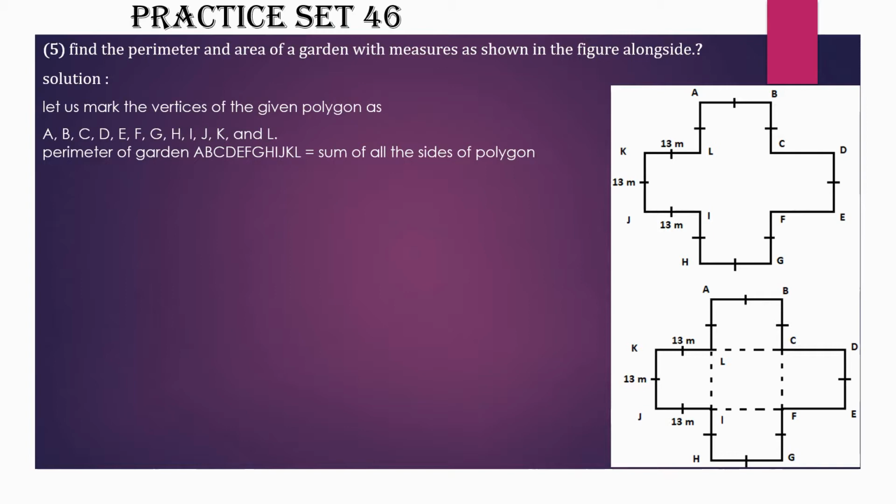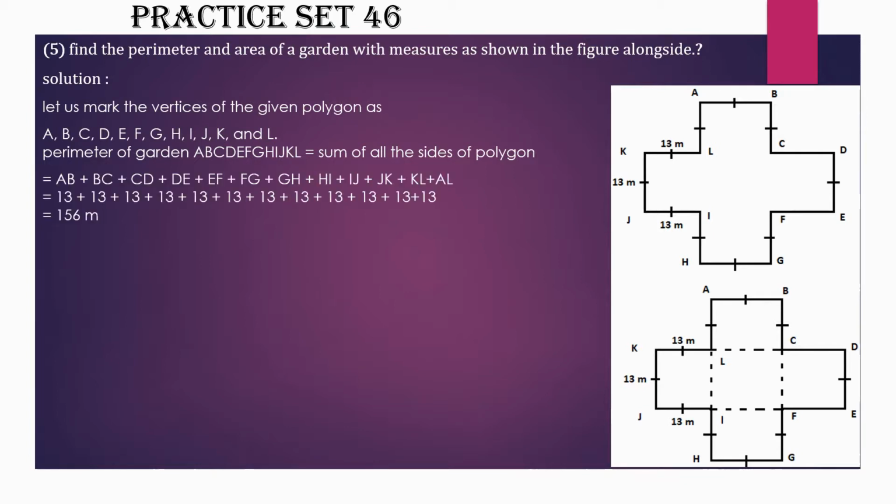So the perimeter of garden ABCDEFGHIJKL is equal to the sum of all the sides of the polygon, which is equal to AB plus BC plus CD plus DE plus EF plus FG plus GH plus HI plus IJ plus JK plus KL plus AL. All the sides are of 13 meters, so we are going to add 13 twelve times. So we will have 156 meters. So the perimeter of garden ABCDEFGHIJKL is equal to 156 meters.